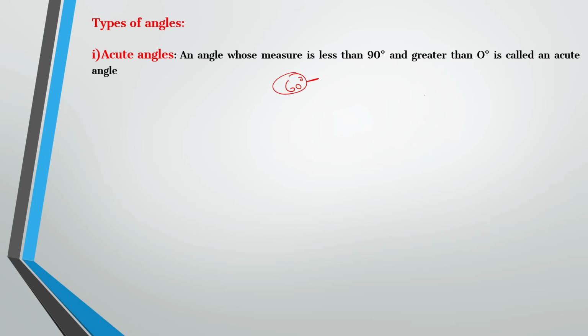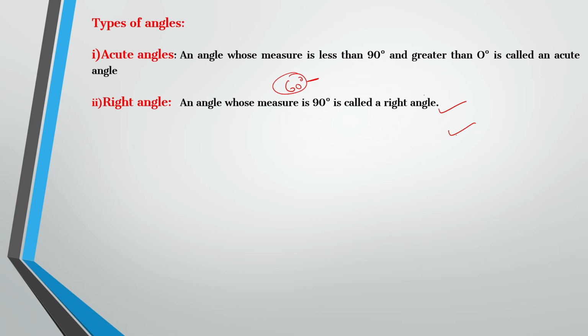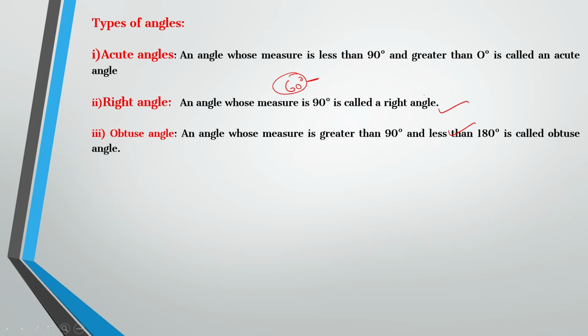Let us go to the next type of angle, the right angle. An angle whose measure is exactly 90 degrees is called a right angle. Obtuse angle means an angle whose measure is greater than 90 and less than 180. That means it is from 91 degrees to 179 degrees. All angles whose measures lie between 91 and 179 are known as obtuse angles.